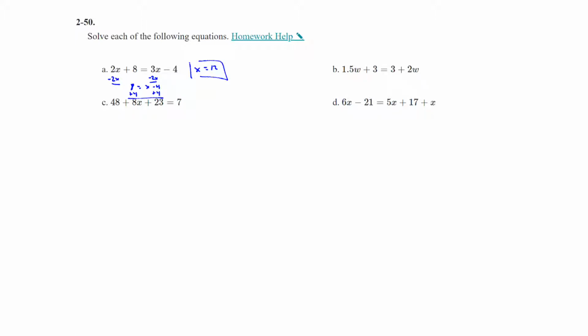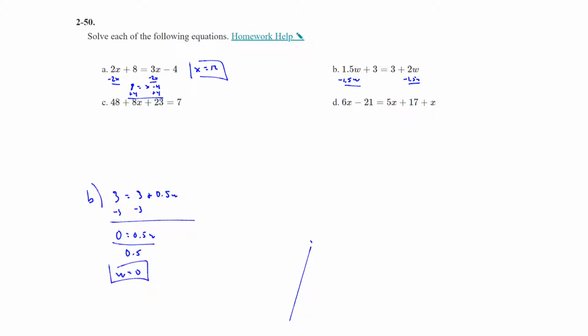On the second one here, I'll give myself a little bit more room. I'll subtract the 1.5w, so that'll leave us with 3 equals 3 plus 0.5w, and then subtract the 3 from both sides. 0 is equal to 0.5w, divide by 0.5, and w is equal to 0.